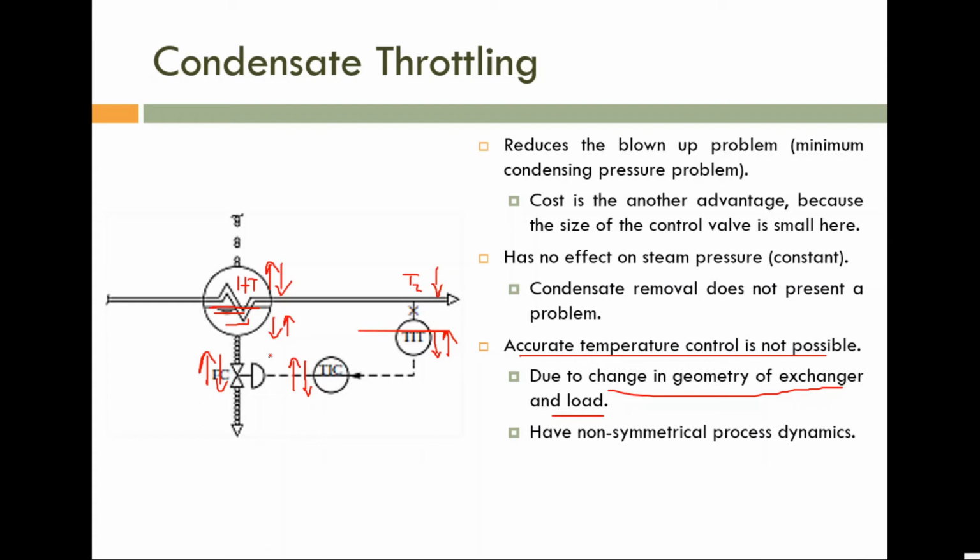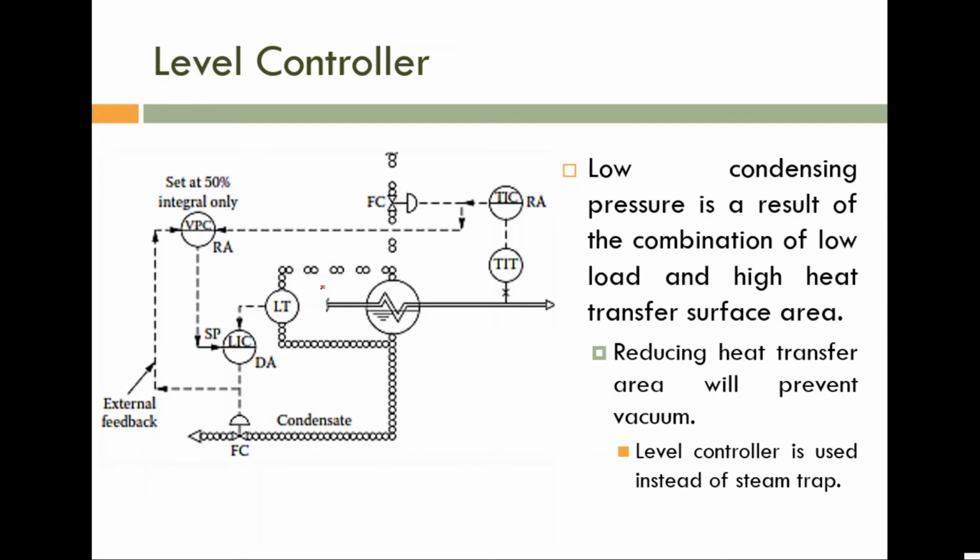and if the process wants to decrease the blown up problem, then we need an instrumentation that is lying between condensate throttling instrumentation and the previous one, that is steam manipulation, the throttling of steam flow rate. So we need a compromise between these two instrumentations if we want a better accuracy and less blown up problem. Okay, so that one is our next one, level controller.